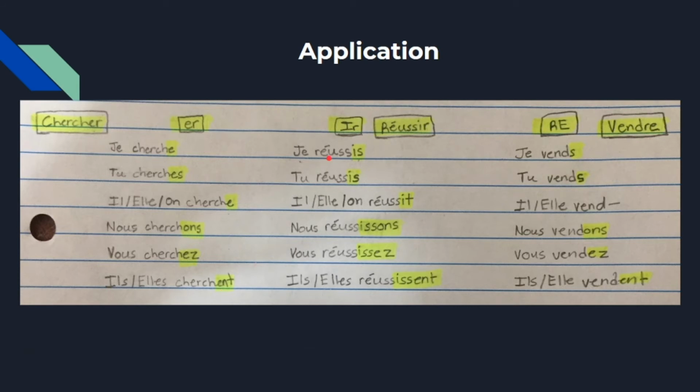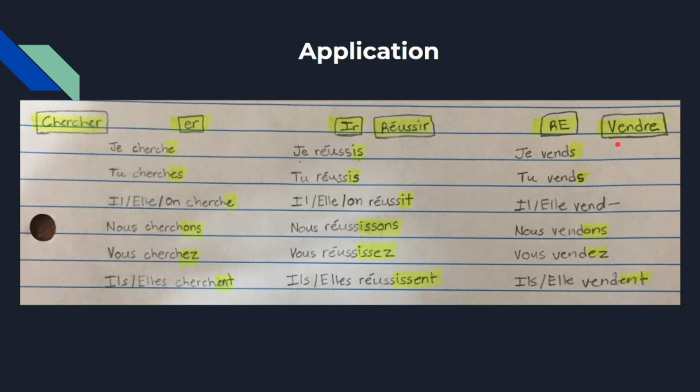Same thing for IR verbs. We would just take out the IR in réussir. So réussir means to succeed. And we would just put in the endings that we have here: IS, IS, IT, ISSONS, ISSEZ, and ISSENT. So we would just plug in those endings that we have right here.